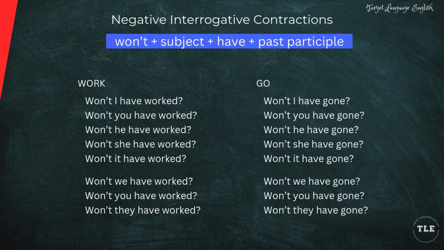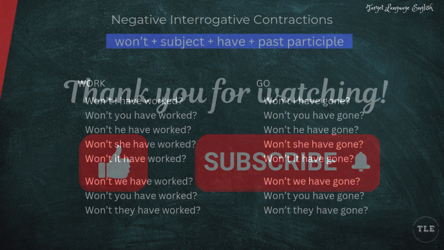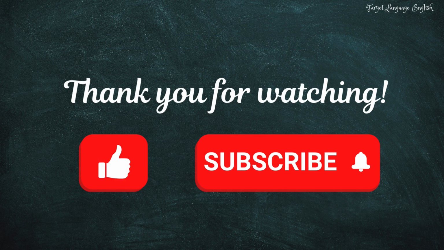Plural, won't we have gone? Won't you have gone? Won't they have gone? And that's it for today's lesson on the structure of the future perfect tense.